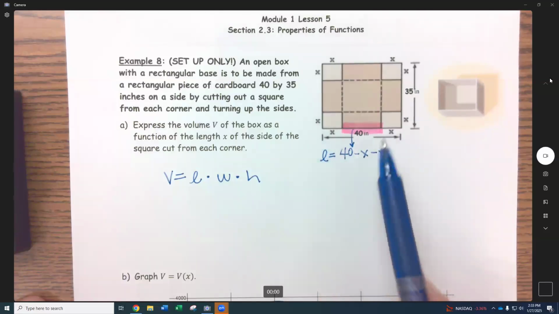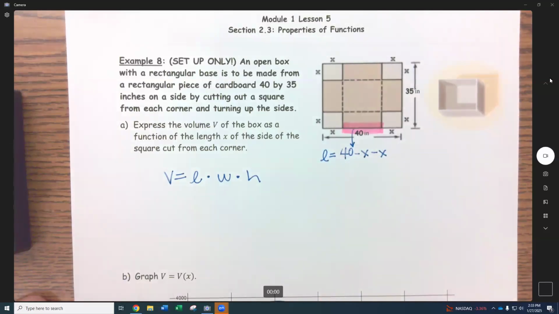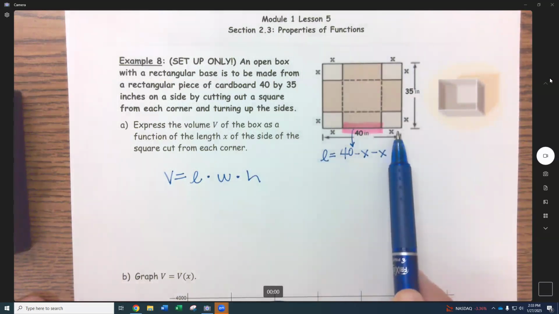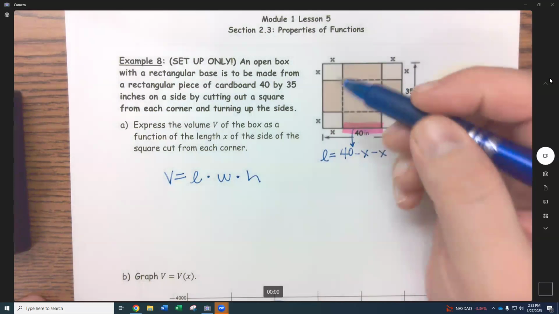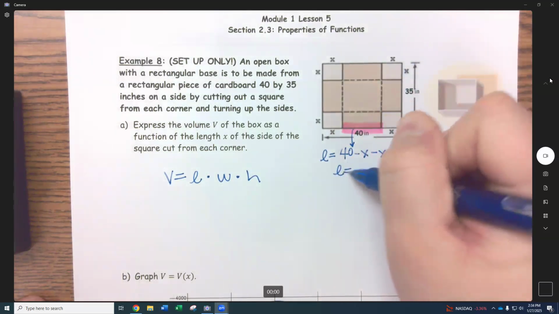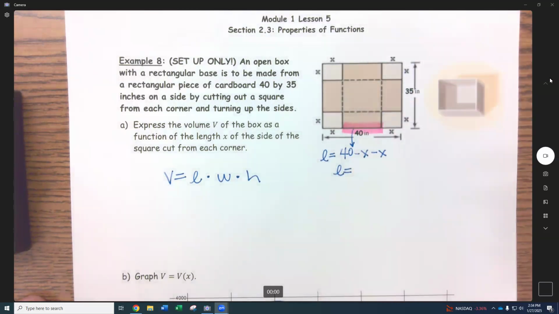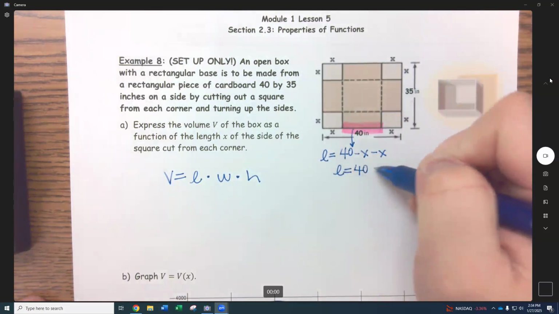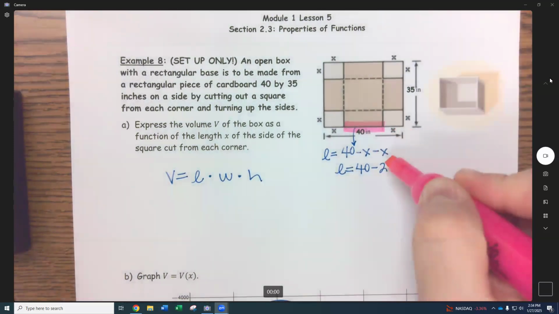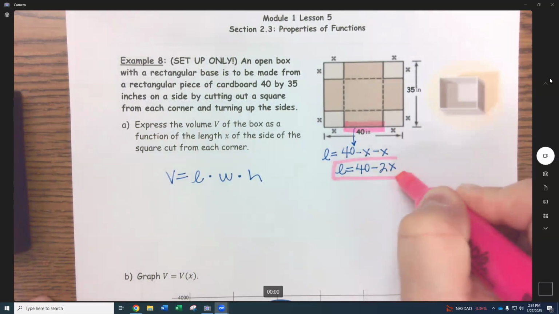That total length would then be 38. If I want to cut out 5-inch squares, then we would do 40 minus 5 minus 5 to get 30. Okay, so this gives us a formula no matter what that square is going to be. And so we can shorthand that. Negative X minus X is 40 minus 2X. So there is my length.